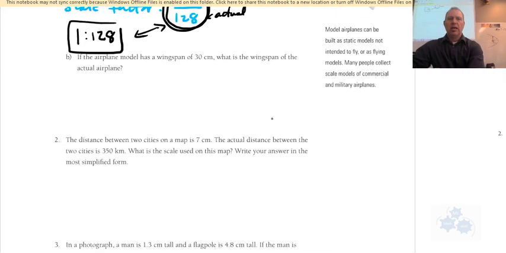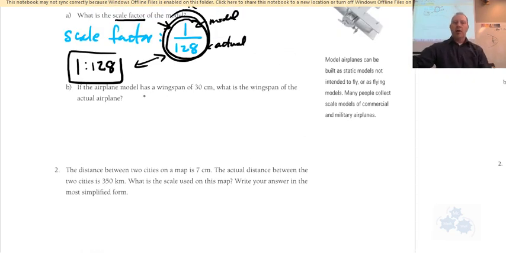Okay. So B says, if the airplane model has a wingspan of 30, what is the wingspan of the actual plane? Okay, the model is 30. Remember, model is 1, actual is 128. So if the model is 30, we can calculate what the actual part on the plane is, right? In a simple proportion like this.